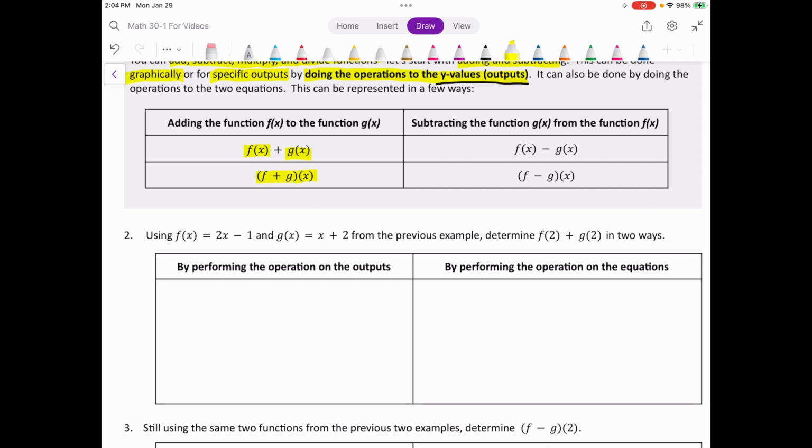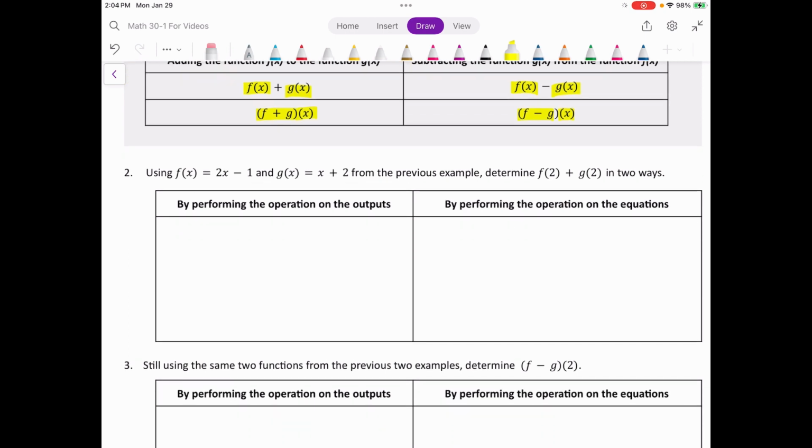Similarly, for subtracting two functions, we could write it as f of x minus g of x, or we could just write it as f minus g of x. Those mean the exact same thing. These do not mean anything different from each other, okay? It's still referring to the same idea. We can just represent it both ways, and you will see it both ways, so don't get thrown off by that.